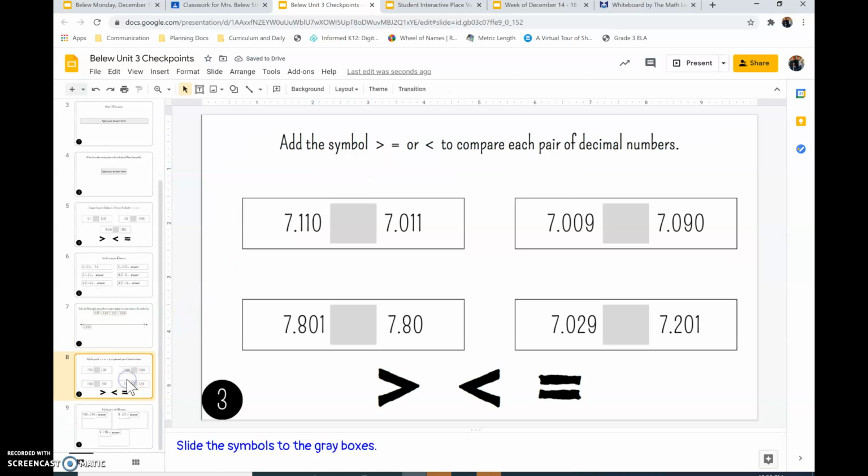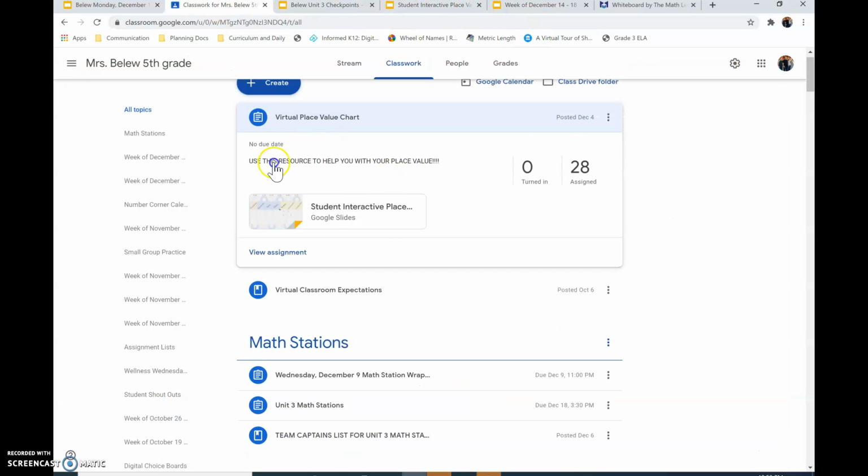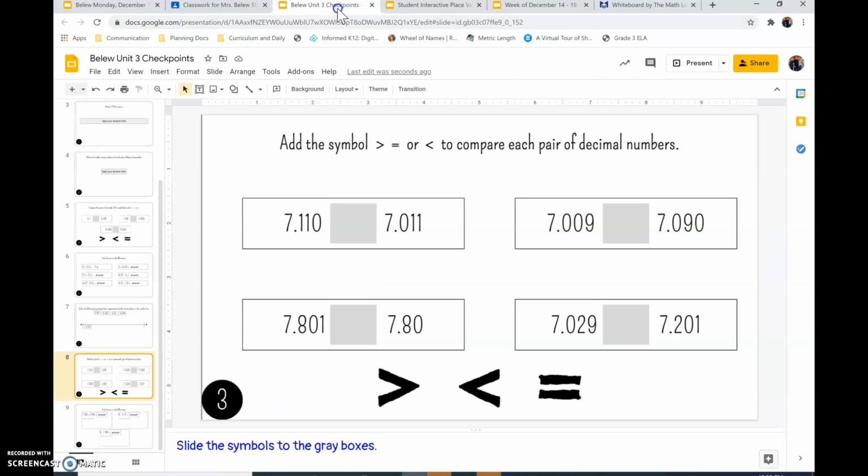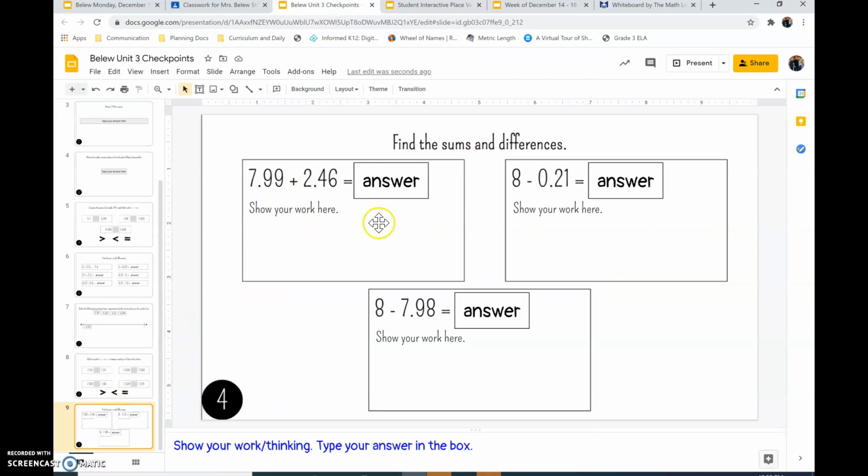On this one, again, you are comparing using greater than, less than, or equal to, and you just click and drag it. Remember, you can use that virtual place value chart right there to help you. And on this one, you're going to add or subtract. This one tricked a couple people. This is the whole number 8. Remember, when there's a whole number, there's an invisible 0. There's an invisible decimal and zeros behind it. That may help you. Where it says show your work, you can just explain how you did it, or you can insert a picture. Either way.